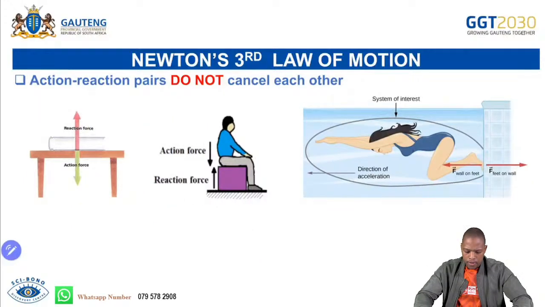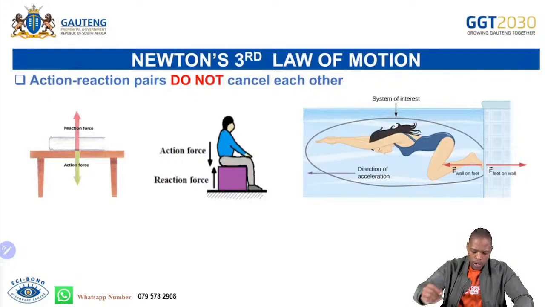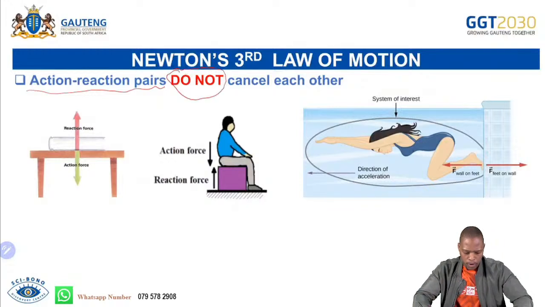Okay. Again, if we continue with the same examples, to avoid misconceptions, grade 12, I want us to remember that these action-reaction pairs that we are talking about do not cancel each other, right? Why am I talking about them not cancelling each other? If you remember last week, we drew free body diagrams, right?